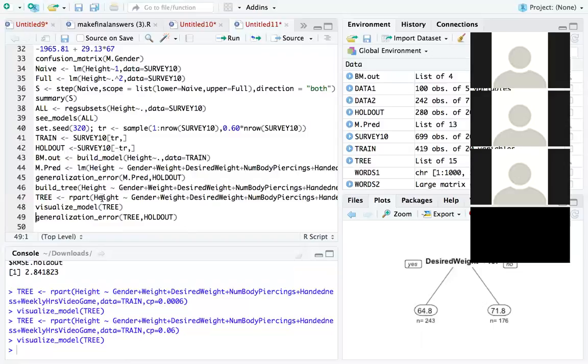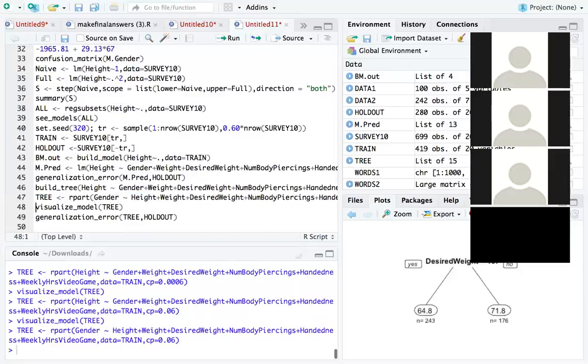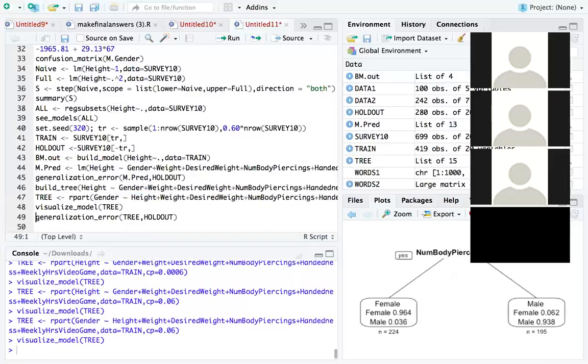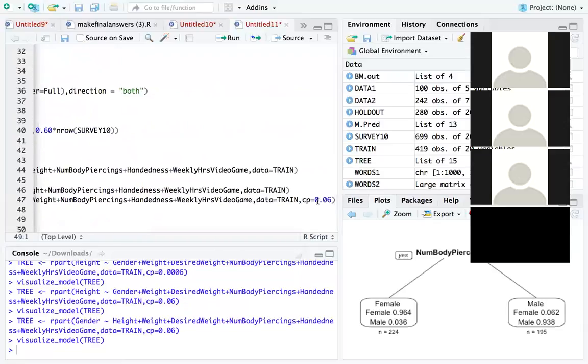But if we were to predict somebody's gender, and let's just switch this right here to gender, and I guess we can include height now. Now when we do this, who knows what tree we'll get. See, it does it by body piercings, which is a pretty good way to predict somebody's gender. It's just like, how many body piercings do you have?